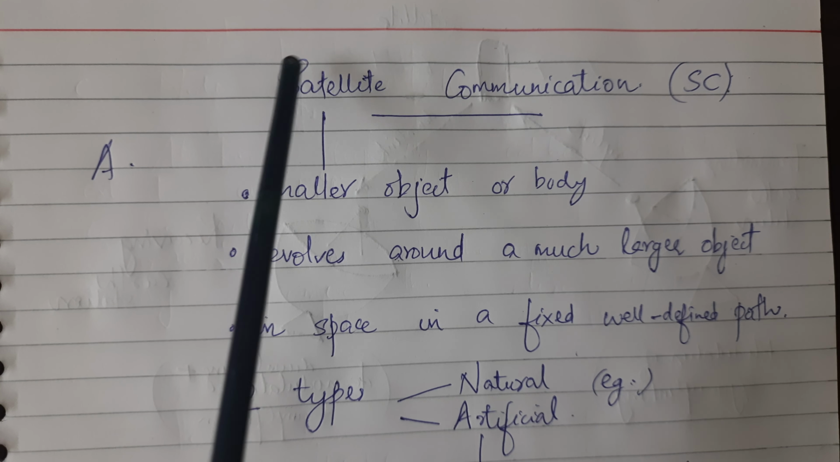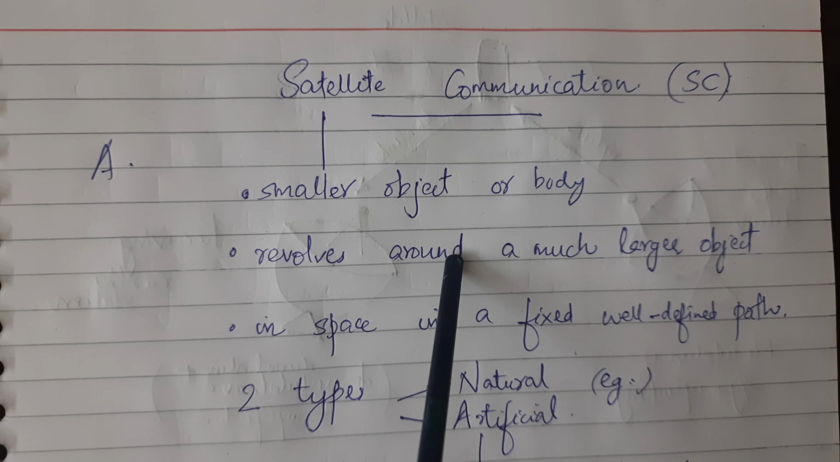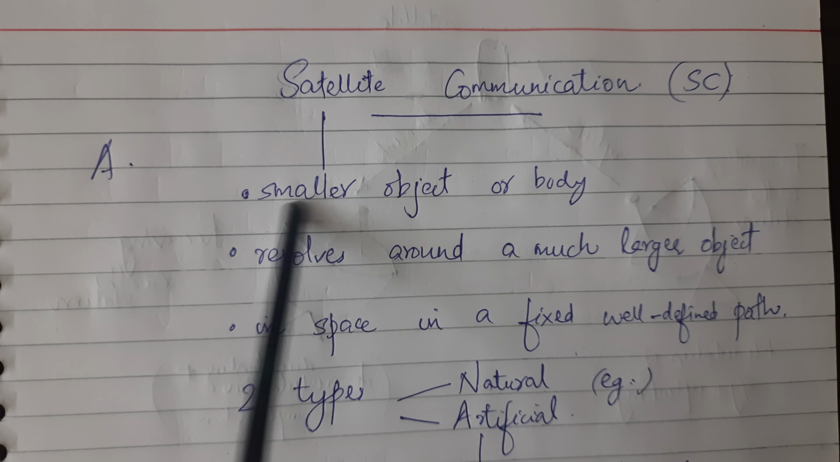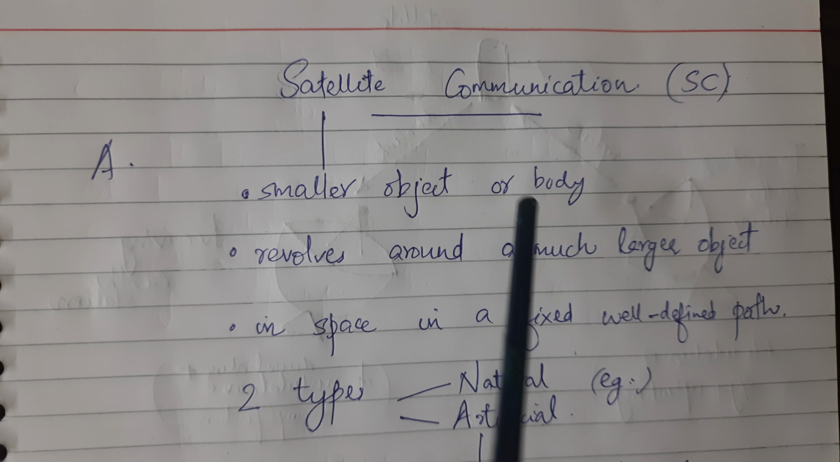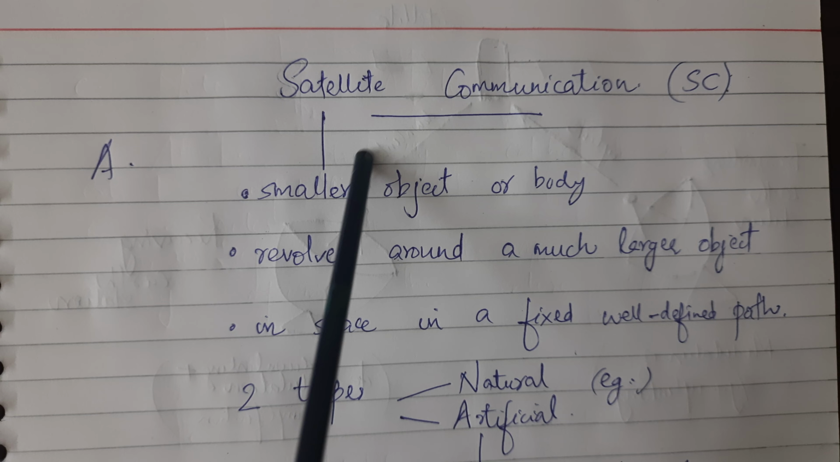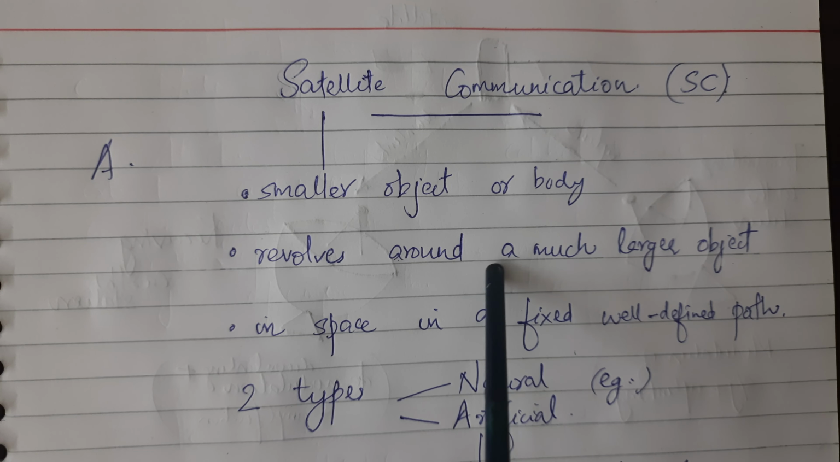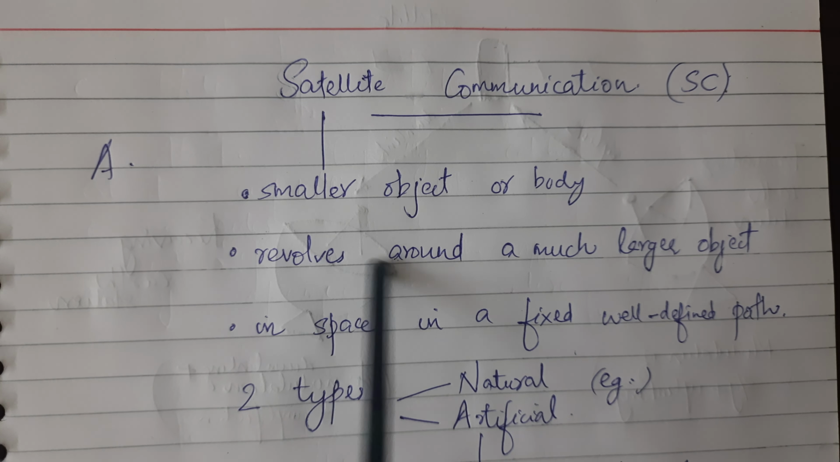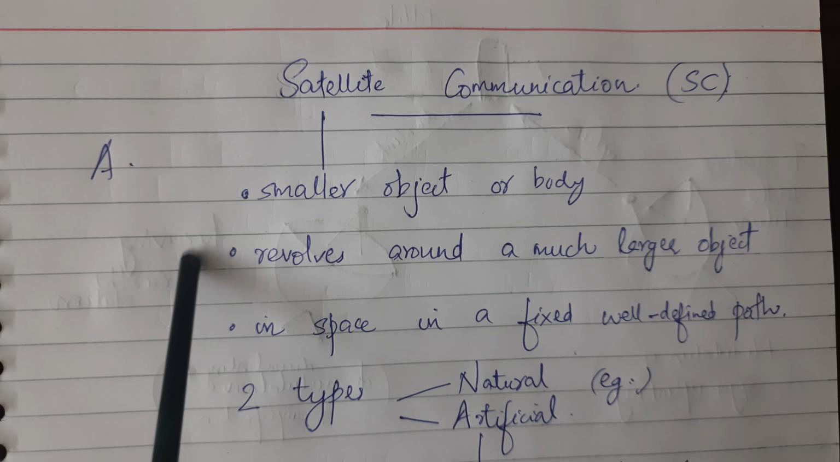A satellite can be defined as a smaller object or body that revolves around a much larger object. Take the case of our Earth and Moon. Earth is the larger body and the Moon is the smaller object, and the Moon keeps moving around the Earth in a fixed, well-defined path in space. This is what a satellite is.